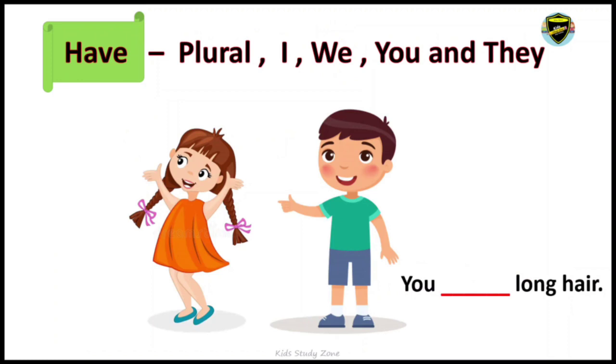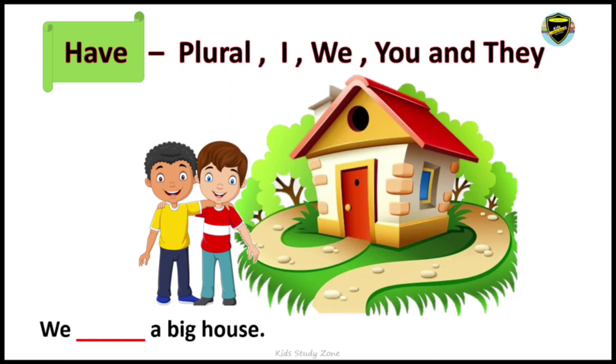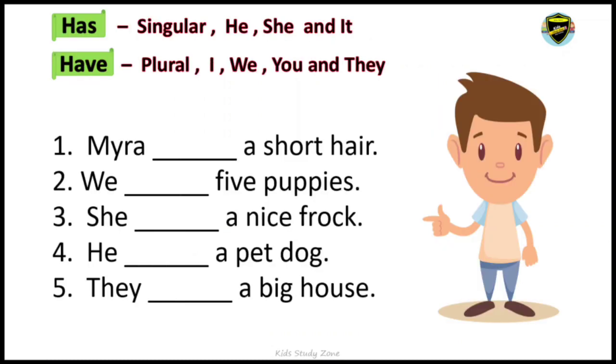Next one. You dash long hair. We can see you in the rule box. So, with you, we will write have. You have long hair. We dash a big house. We is there in the rule box. So, we'll write we have a big house. Now let us do some exercise and remember the rule. I've written both the rule on top. After seeing that, you will fill these exercises.